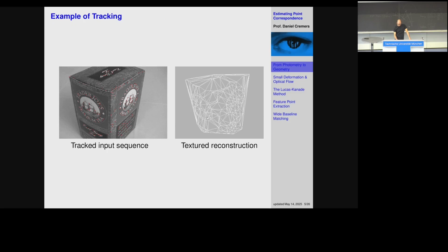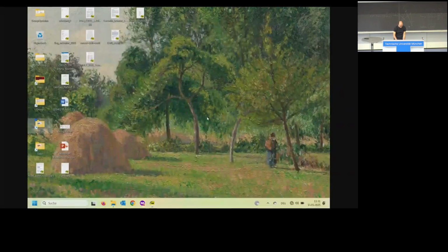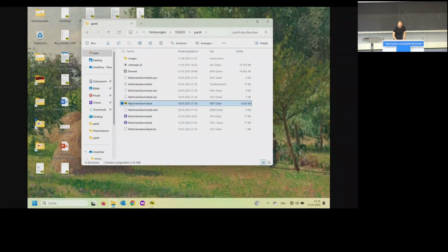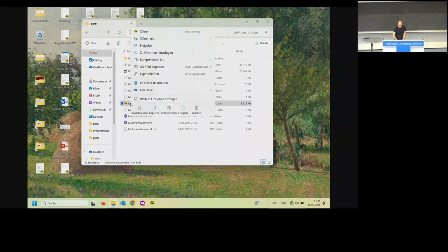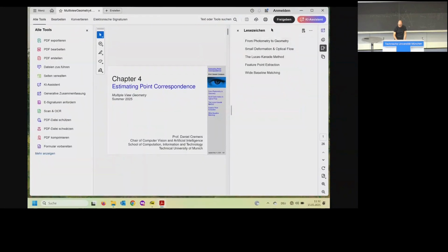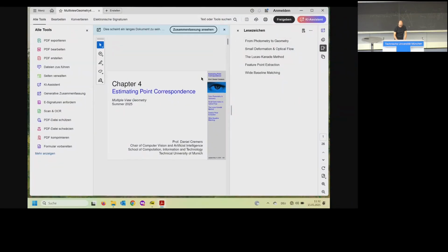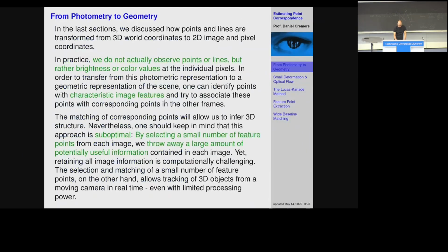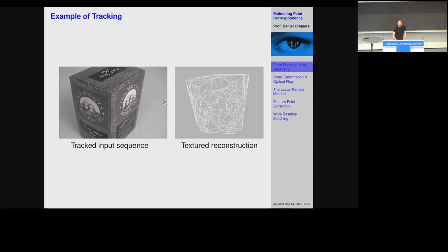I think, yeah, let me see if I open this in a different viewer, it might actually be a video. Open with Adobe. Yeah, this is an animated GIF.